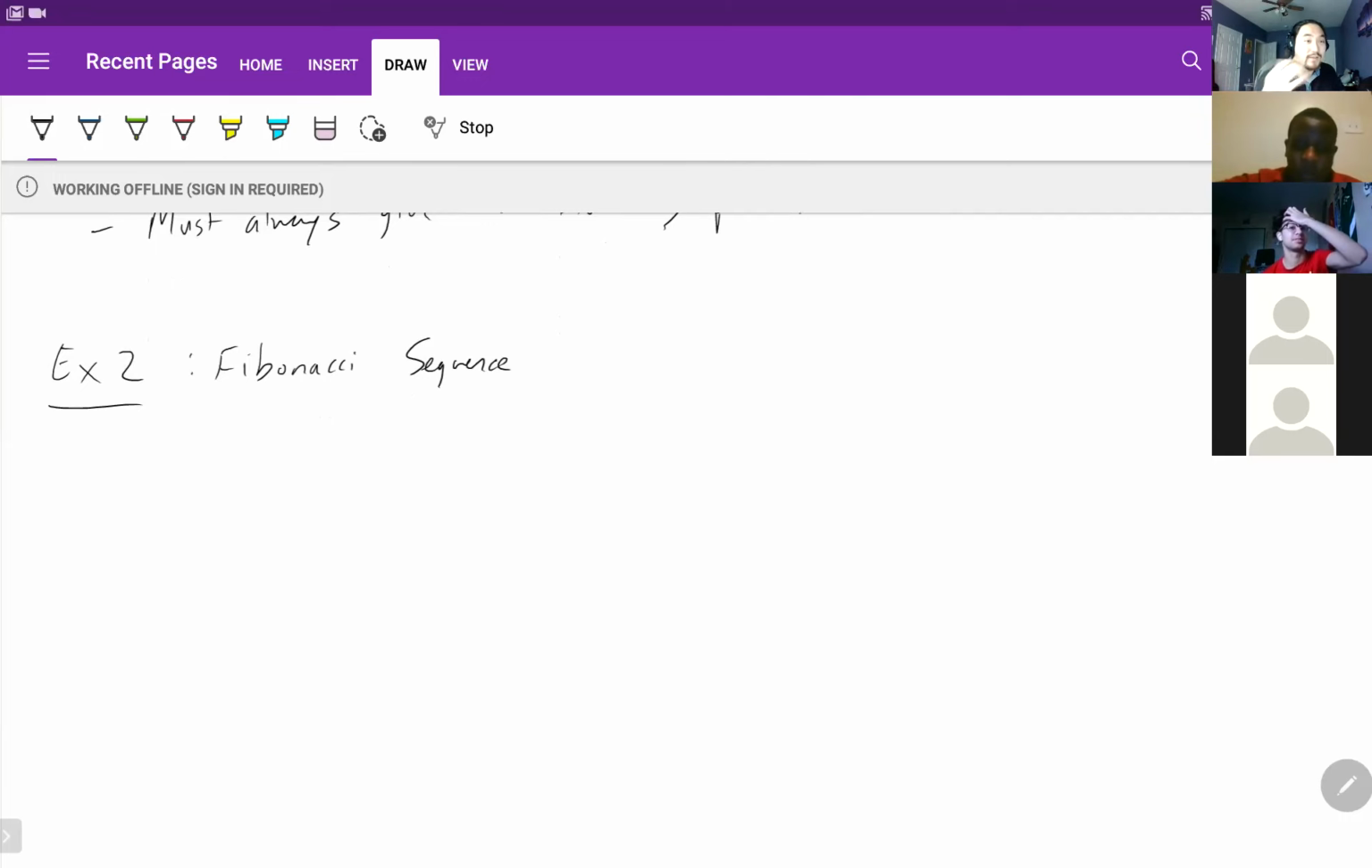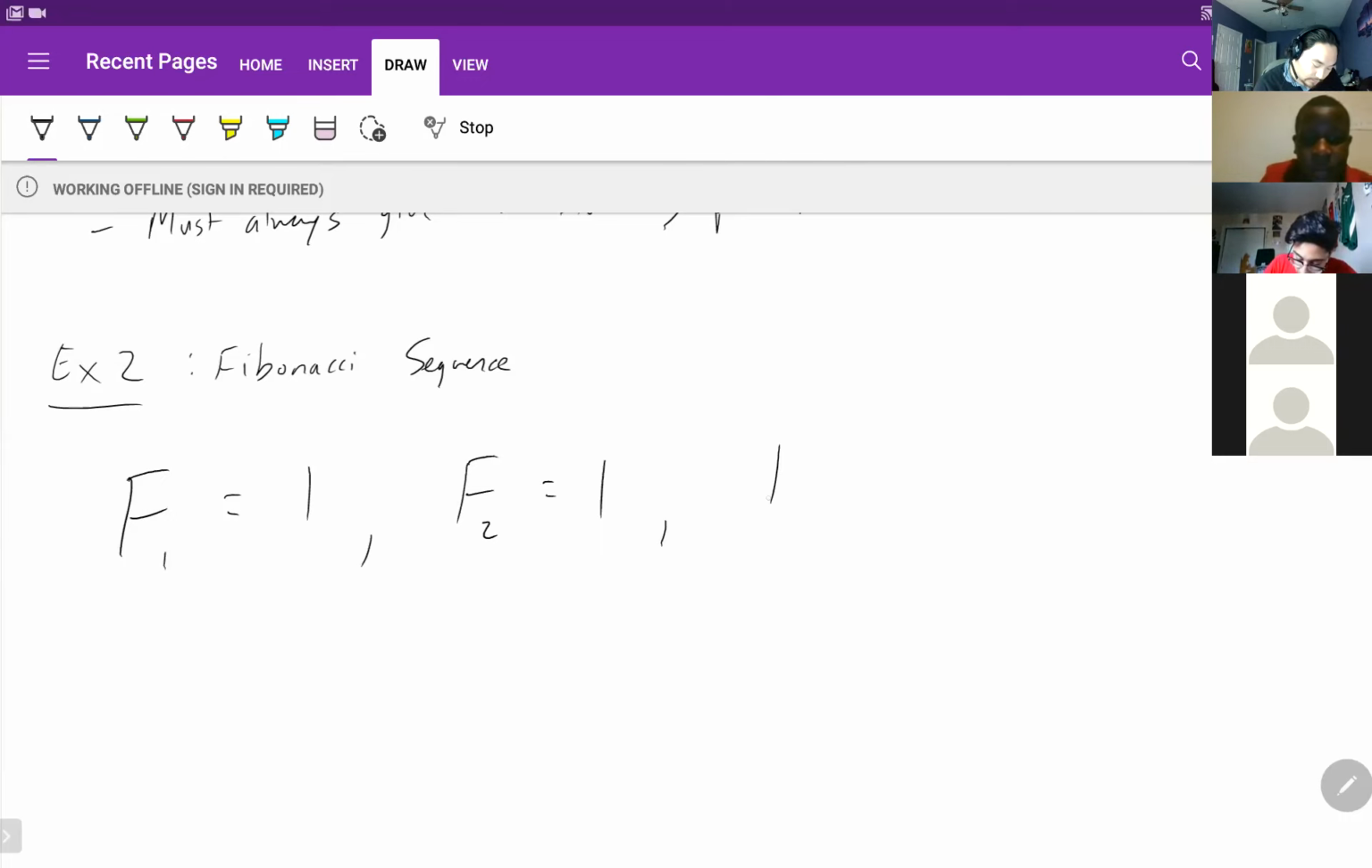Anyways, so the Fibonacci sequence goes like this. They use F for Fibonacci, of course. They say F sub 1, meaning the first term in the Fibonacci sequence is 1, and the second term is also 1. And then the third term, or I guess every term after that, F sub n is equal to the n minus 1th term added to the n minus 2nd term.